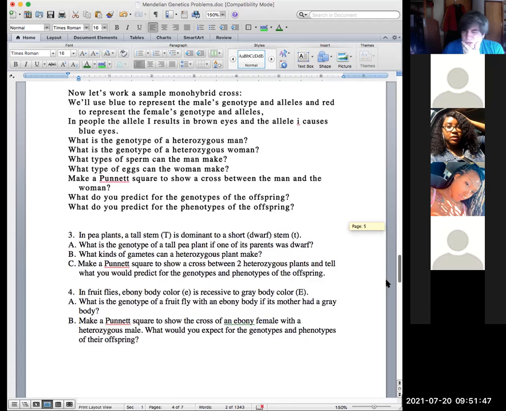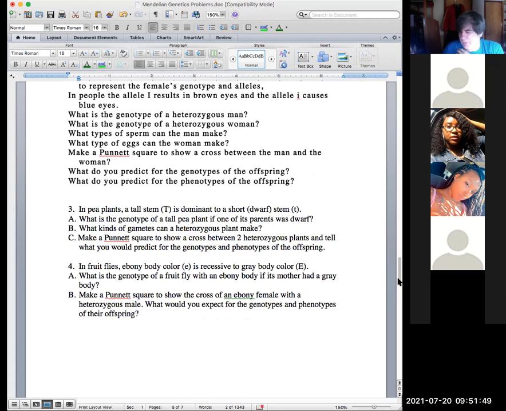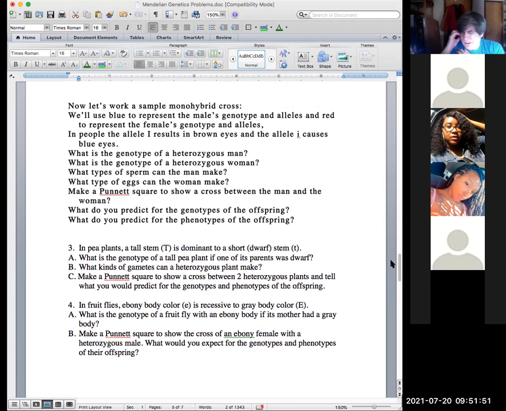So now let's actually work a type of monohybrid cross. Let's work a sample. While we're working these problems, we're going to use blue to represent the father and red to represent the mother. I don't have a good pink on my computer, so we're using eye color again.